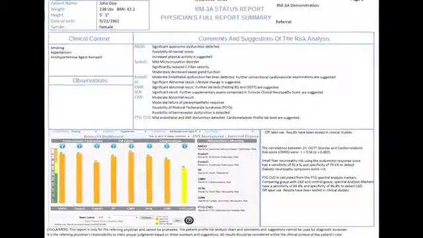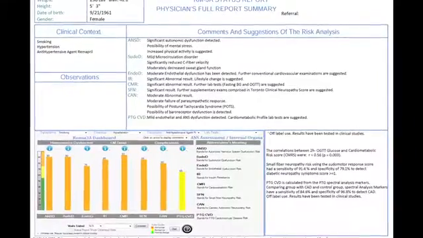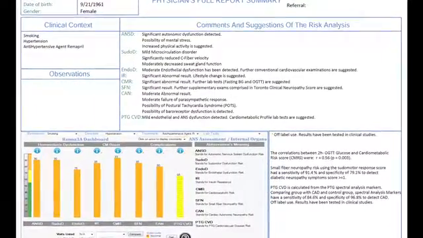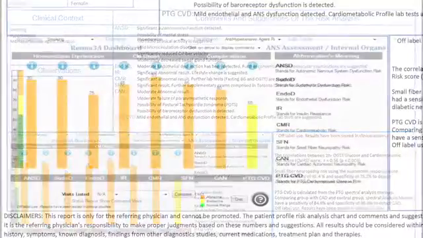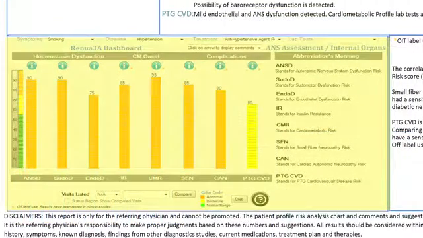RM3A collects many data points presented in a very easy visual format. It can be used to help you better diagnose and treat your patients. The data points are separated into 8 core areas called risk factors.